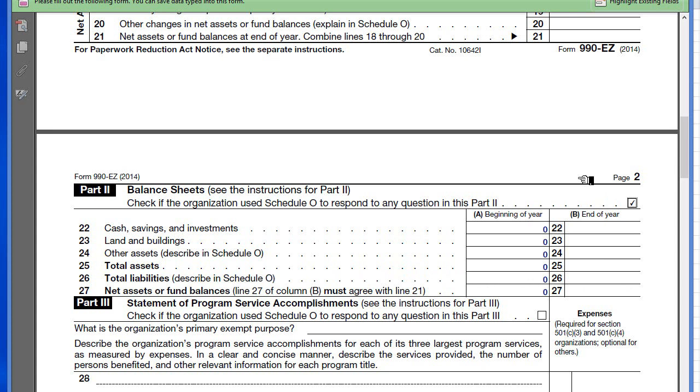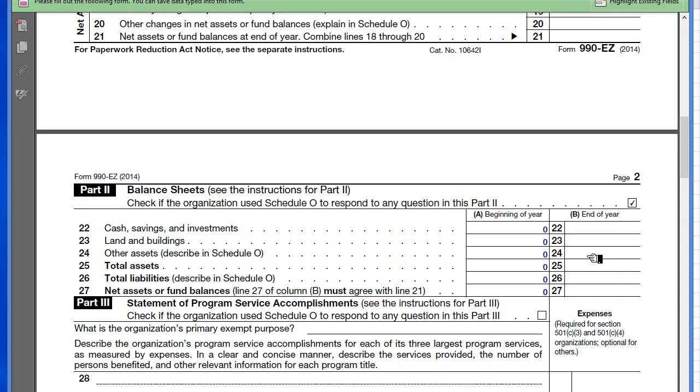Now, before we go any further, I want to talk for just a minute about line 23, land and buildings, and line 24, other assets. It's a rather odd thing that they only have land and buildings on line 23. Usually, you have your depreciable assets on one line: land, buildings, equipment, property, plant, and equipment, that type of thing. And then other assets would be assets that you tend not to depreciate, like inventory or something like that. Intangible assets.